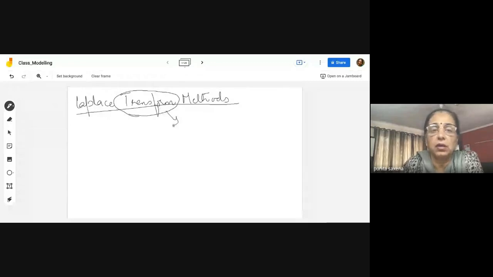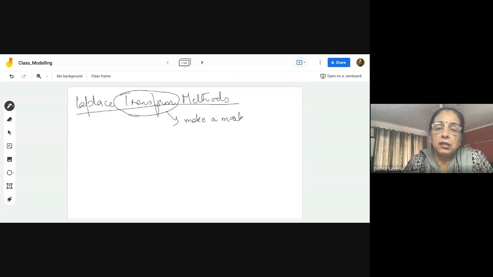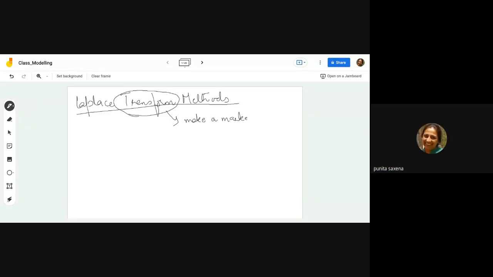Transform. Now, when we look at the dictionary meaning or the literal meaning of the word transform, it is nothing but something that makes what we call a marked change. So this is what transform is going to mean. That means we are going to talk of something which is going to make a marked change in the appearance of something. This is what transform means, right?